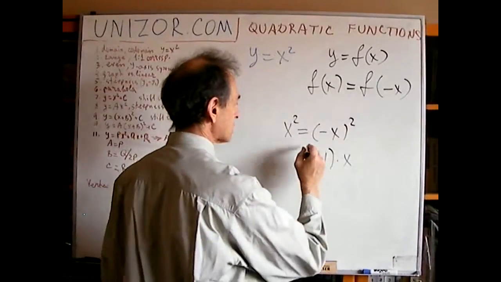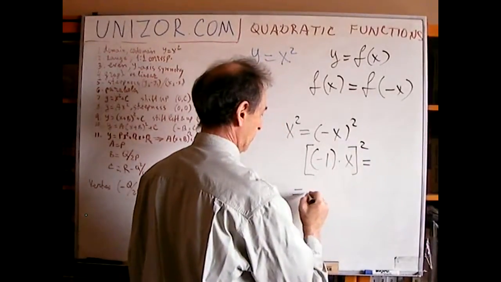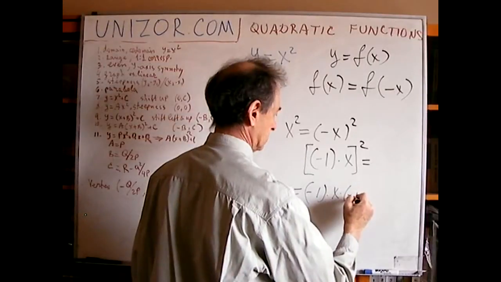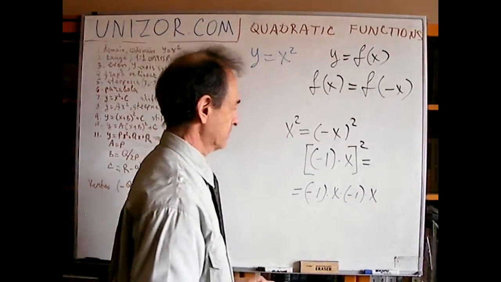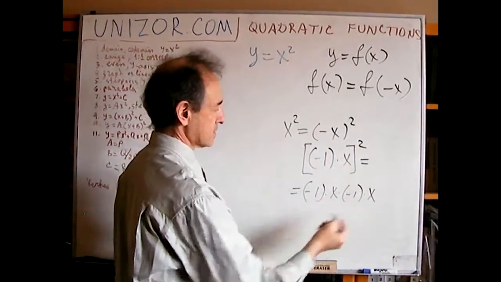Now, being squared, it's minus 1 times minus 1 times x. That's what it is. Square means you multiply it by itself.